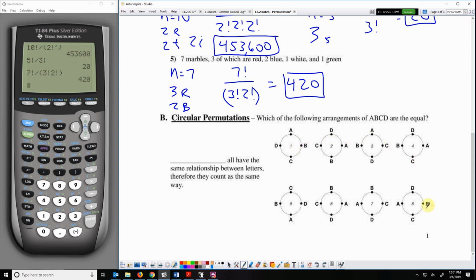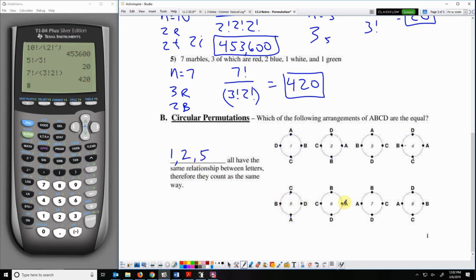Here's just some visual examples of circular permutations of A, B, C, and D. But some of them are actually equal to each other. For example, number 1 is the same arrangement as number 2. A, B, C, D. Same order, both clockwise. So those two right there are the same circular permutation. Number 3 is not the same order. Number 4, not the same order. Number 5, that is the same order.